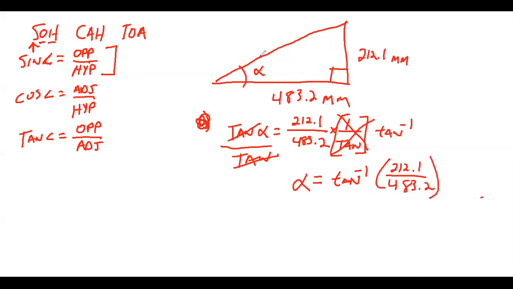What angle does this sort of look like? It looks like a 45-degree angle. Well, 30. Somewhere around 30. It looks kind of like a 30, 60, 90 triangle. So if we get an answer that's somewhere close to that, then we know we're good.